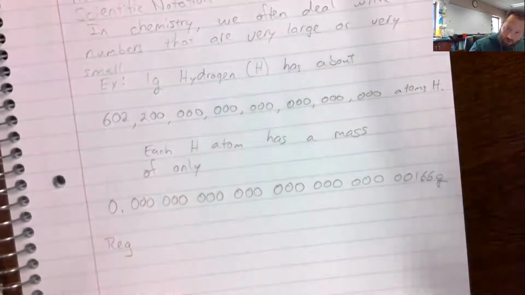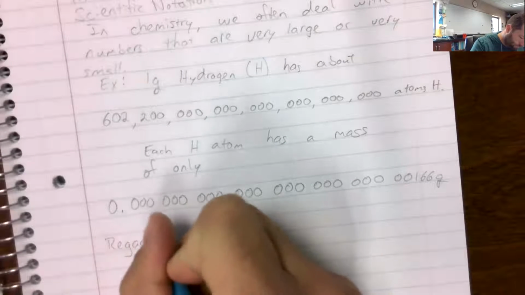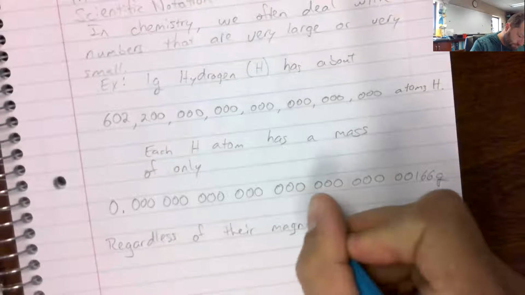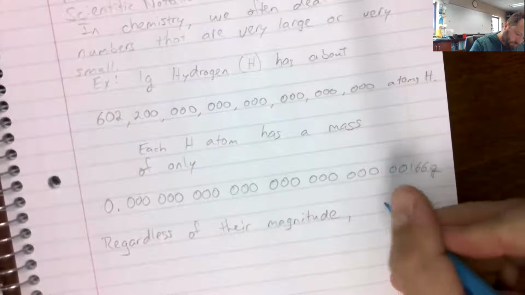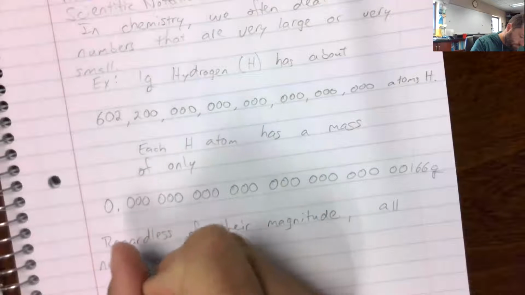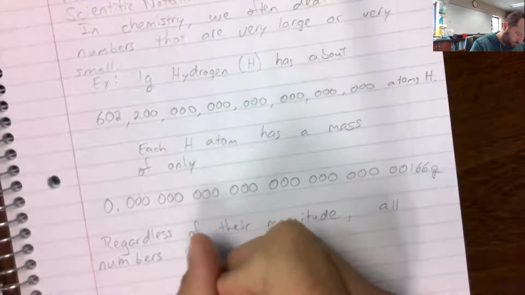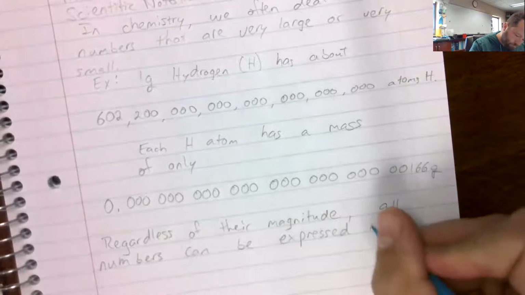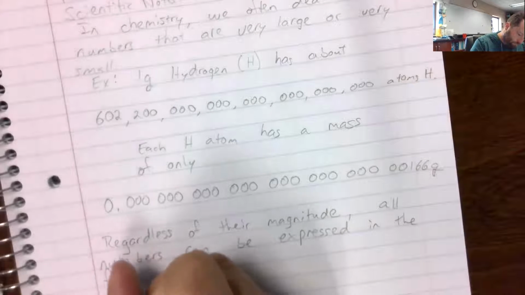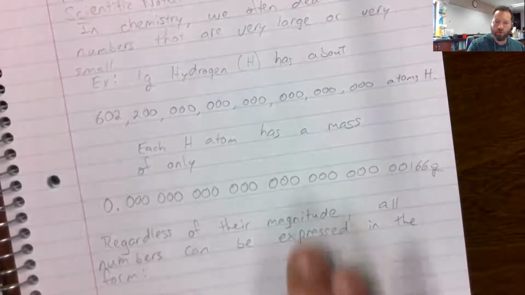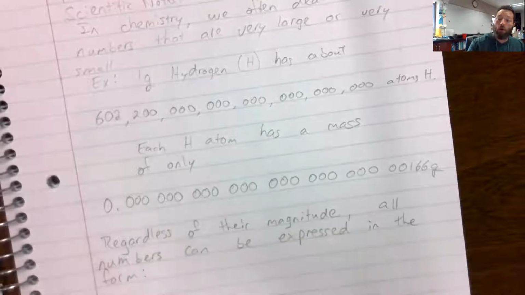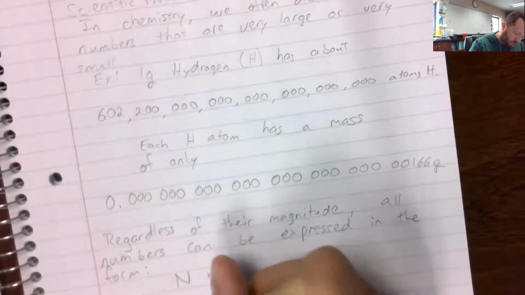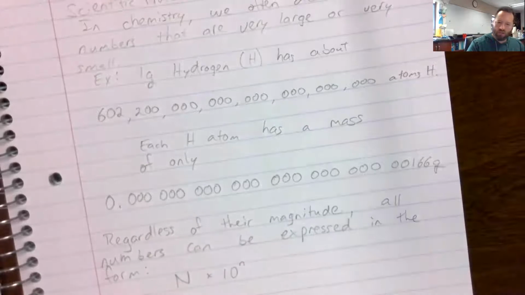So to help us write those, to help us type them into the calculator, to help us express them, regardless of the magnitude, no matter how big, how small, even just a normal size number, all numbers can be expressed in the form of scientific notation, which looks like this: big N times 10 to the little n. So big N and little n then are variables.